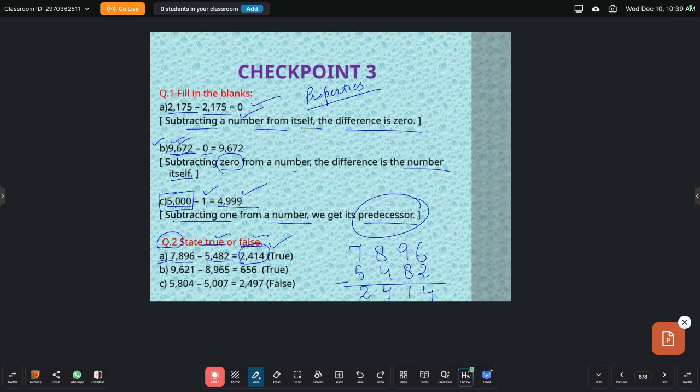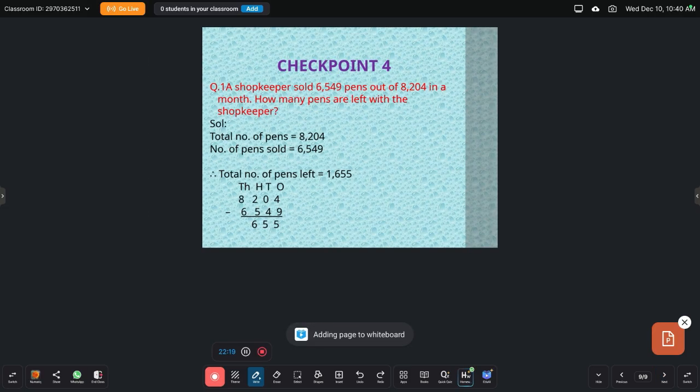So yes, it is correct. When we subtract 5,482 from 7,896, their difference is 2,414. So this statement is true. The rest, part B and part C, you will do yourselves. You will first solve these questions on rough, and then accordingly write whether it is true or false.